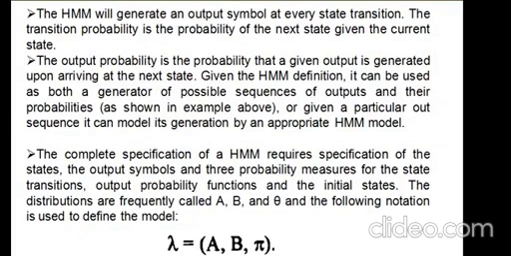The distributions of these probabilities are frequently called A, B, and pi, and the following notation is used: lambda equals A comma B comma pi. This is the notation used for the distribution of the probabilities among the model or the system.